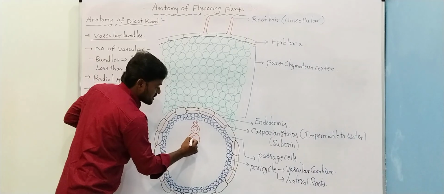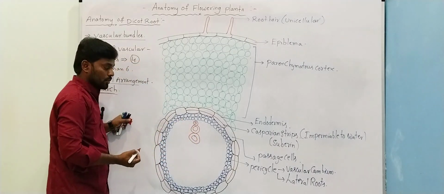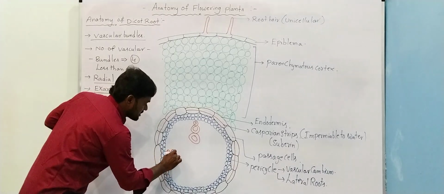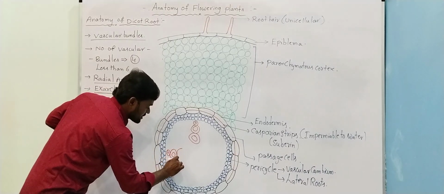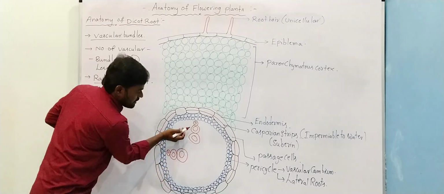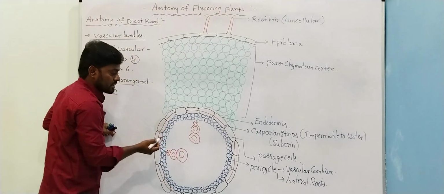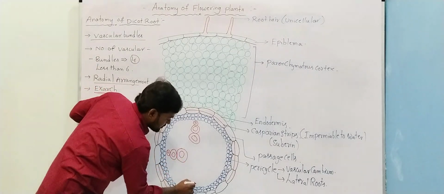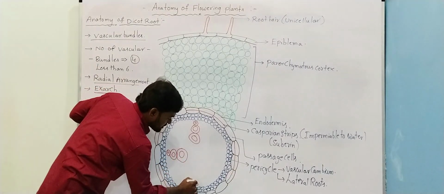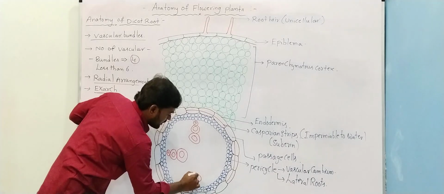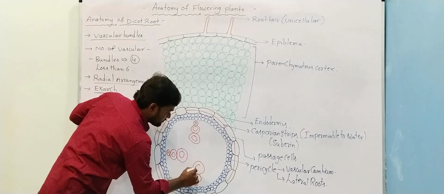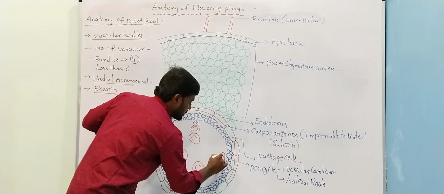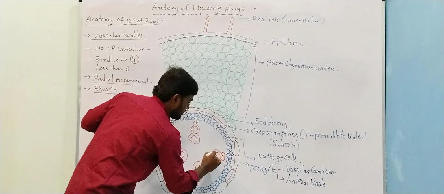Exarch means protoxylem towards the outer side and metaxylem towards the inner side. The metaxylem is bigger in size compared to the protoxylem. This is a protoxylem, it is smaller in size, and this is a metaxylem. Here also protoxylem and metaxylem, and here also protoxylem and metaxylem.